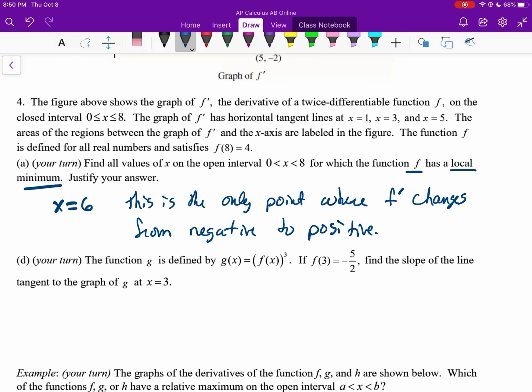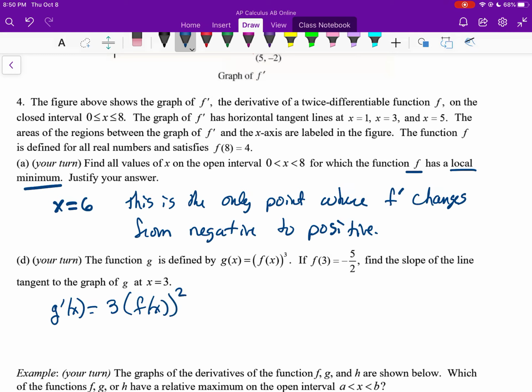Part D, the function g is defined by g of x equals f of x cubed. If f of 3 is -5/2, find the slope of the line tangent to the graph of g at x equals 3. Pause if you need to quickly do this. Okay. And so we want to find the slope of the line tangent at g, which means we need to find the derivative. G prime of x is going to be 3 times f of x squared.